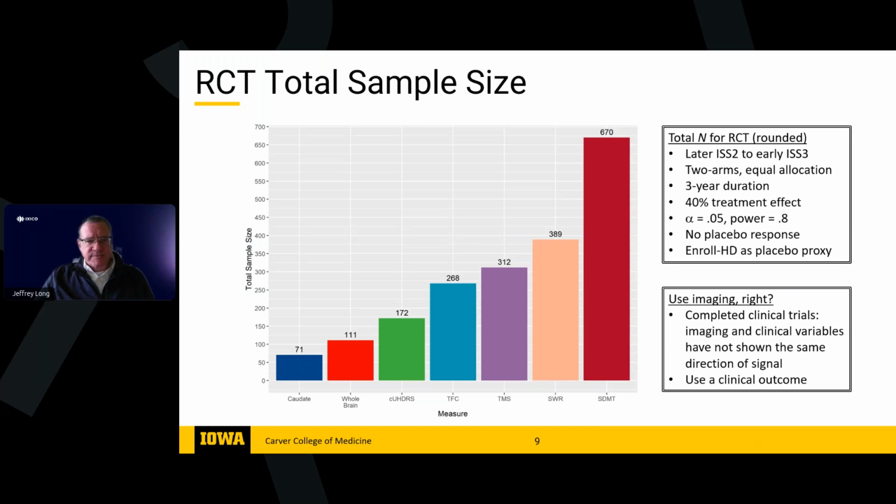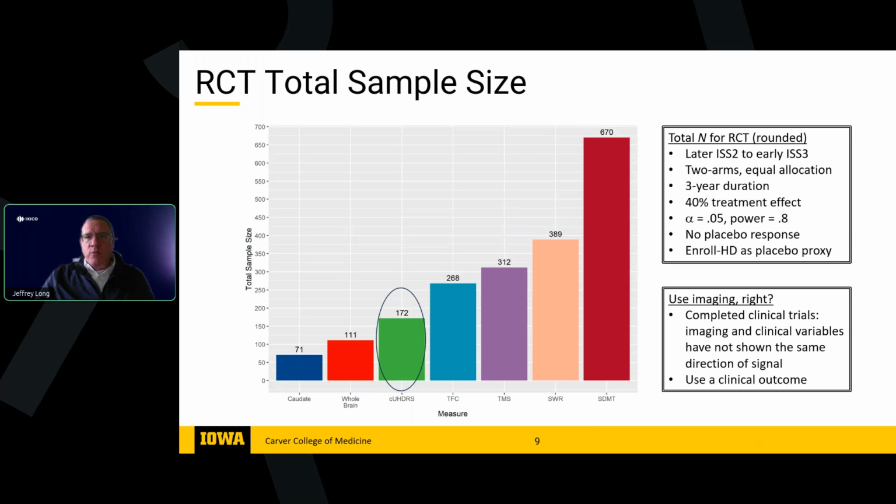The thing to notice here is that caudate and whole brain give very small total sample sizes. Again, this is related to the regularity of the natural history, as we saw in the last slide. In contrast, we have the cognitive variables, and so SDMT has a lot of variability in the Enroll database, which leads to the highest total sample size.